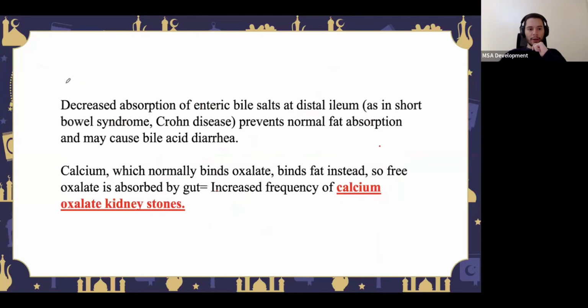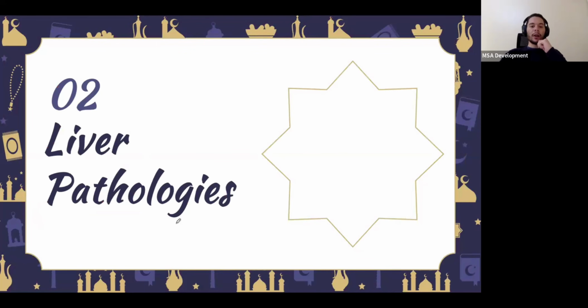Okay? So this is basically everything that is found over here. Decreased absorption of enteric bile salts at the distal ileum, as in short bowel syndrome and Crohn's disease, prevents normal fat absorption and may cause bile acid diarrhea. Now, this is important when it comes to calcium, which normally binds oxalate. It binds fat instead. So free oxalate is absorbed by your gut, and this increases the frequency of calcium oxalate kidney stones. Okay? Fine. Now, let's begin our journey with liver pathologies.